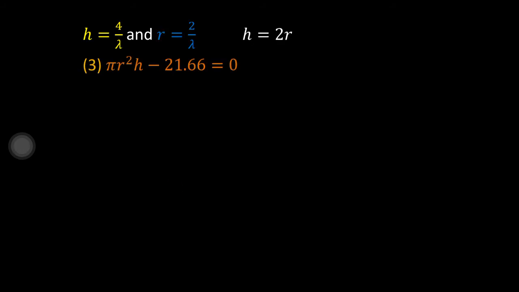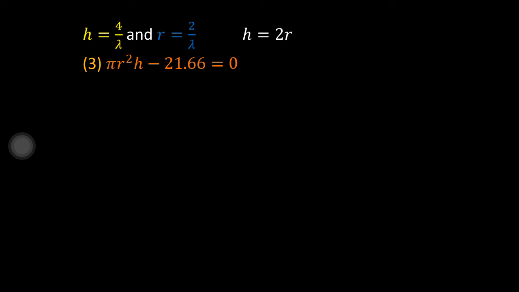Since yung h natin is 4 over lambda and ang r natin is 2 over lambda, ibig sabihin yung h natin is 2r na siya. Kasi yung r natin is 2 over lambda, multiplied natin sa 2, magiging 4 over lambda rin naman siya. Then next, isubstitute natin yung 2r for h in equation 3.